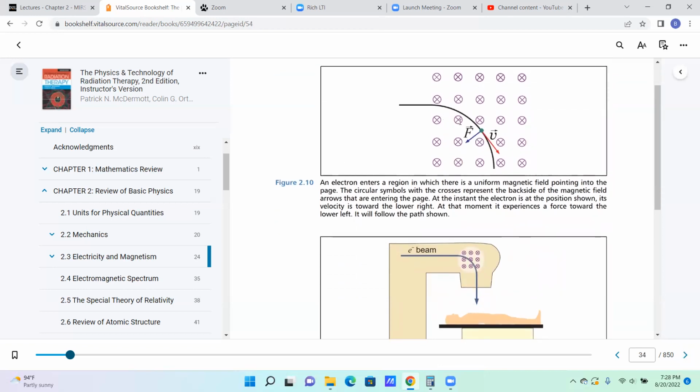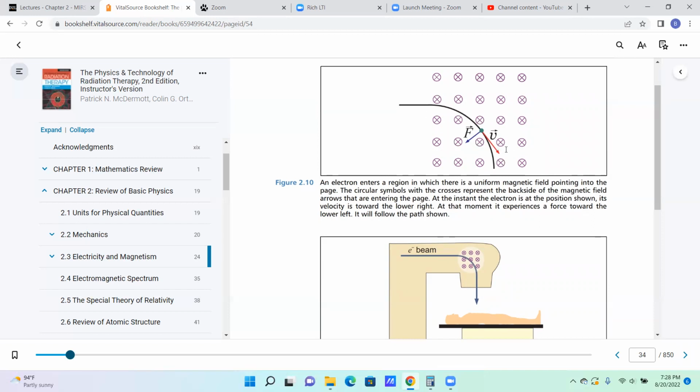This figure is describing an electron which enters a magnetic field that's going into the page. You can see the circular symbols there. At the instant the electron is at the position shown, its velocity is towards the lower right. At that point, it experiences a force towards the lower left. In other words, it's got a velocity going through.